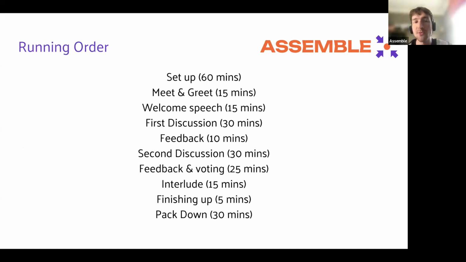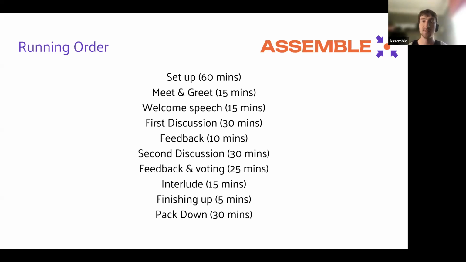So to start with, what is the running order at one of these assemblies? If we start at the top, people arrive, your volunteers arrive, and they help to set the space up. So imagine you just got there, there's no tables or chairs, there's no paper out, there's no pens, all this kind of thing. All these things need to be set up. And you'll see in the link to this video, there is a checklist of things to do to set up the space properly in that hour.